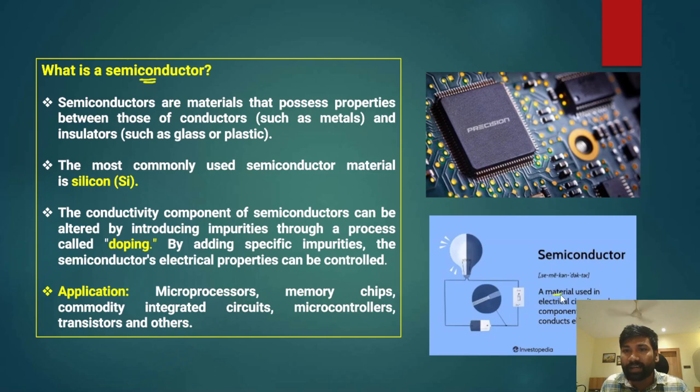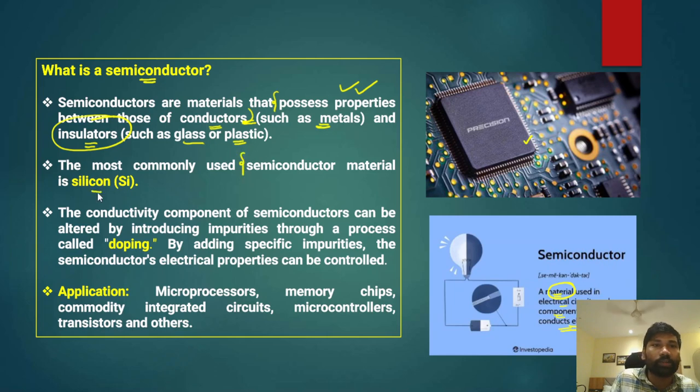Now please understand, a semiconductor is actually a material used in electrical circuits and other components that partially conducts electricity. These semiconductor materials very often possess properties between those of conductors and insulators. They conduct electricity or electric charge, so they possess the properties of conductors, and at the same time they are also like insulators, because remember, these semiconductors conduct only partially. So we can say they possess the properties of conductors such as metals, and at the same time of insulators such as glass or plastic. Now the most commonly used semiconductor material is silicon. Silicon is most commonly used for the manufacturing of these semiconductors.